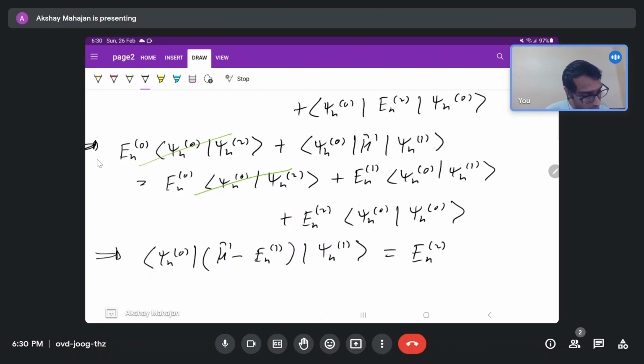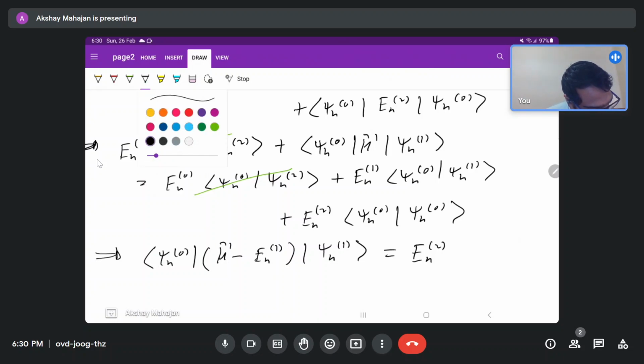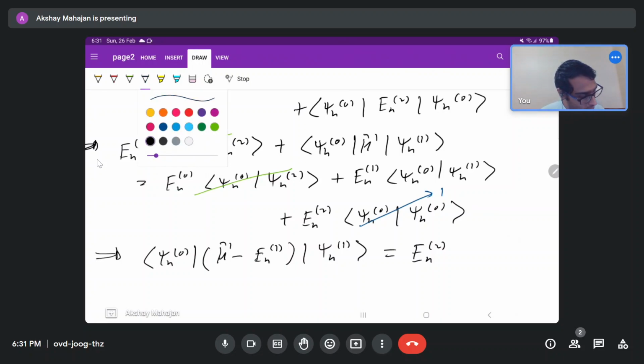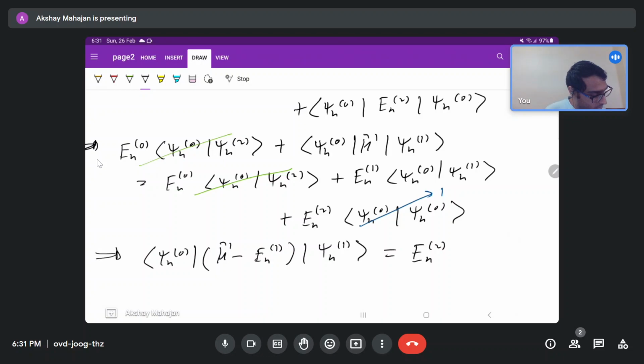Okay, this is also one thing. I can just use this one. So this will be equal to 1. This thing will be equal to 1 because we will take the normalized wave functions. So this will be 1. So E n of 2 is coming as this.